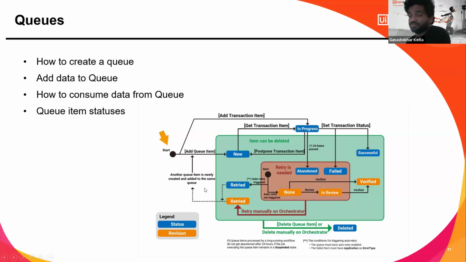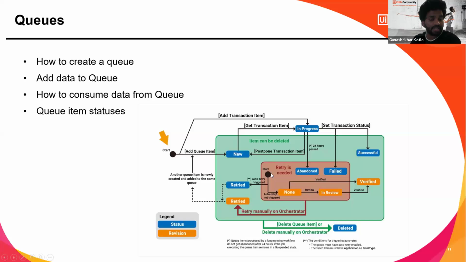I really want to explain to you guys how the queue mechanism works in Orchestrator and Studio. Whenever you add a queue item, the status will always be New. And then it will be picked by Get Transaction Item. Once it is picked up, it's In Progress. If the In Progress status lasts 24 hours, it will go to the Abandoned state. If the item is postponed, it will create another new item with the postpone date in the postpone column. And if the transaction is successful, it will be marked as Successful. And if it fails, the status will be Failed.